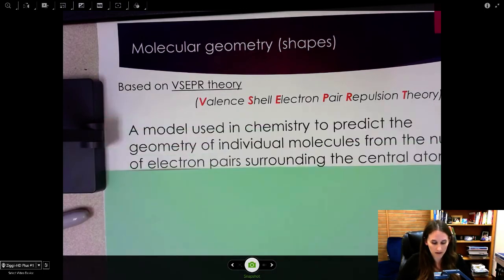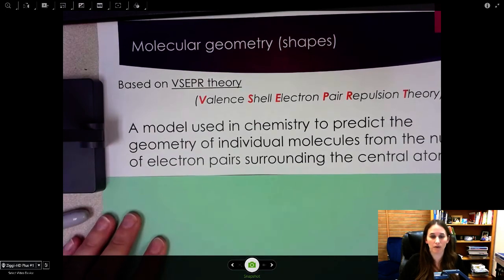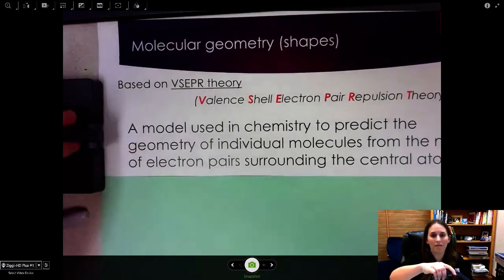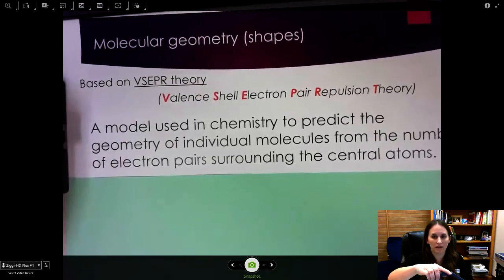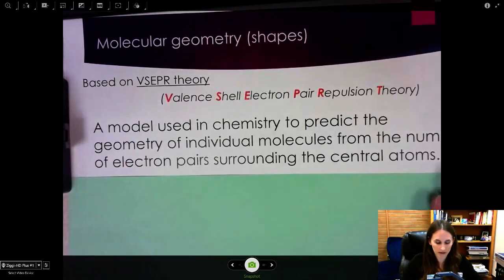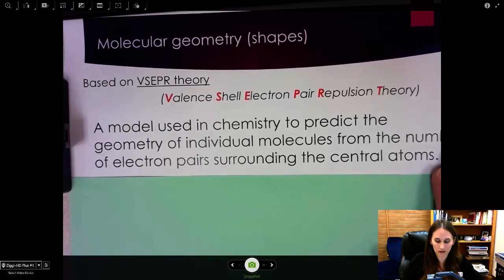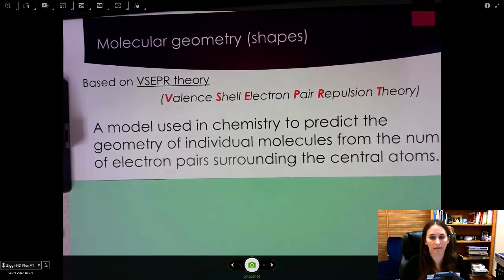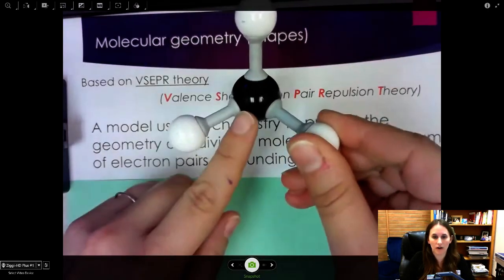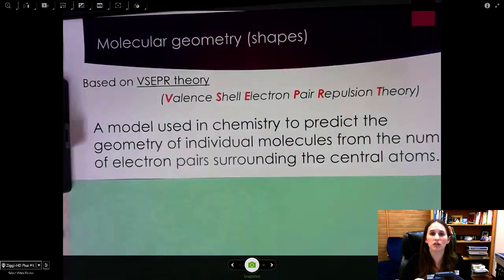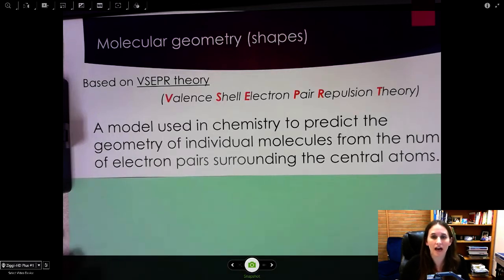So the gist of the model, or the definition of the VSEPR theory, is a model that we use in chemistry to predict the geometry of individual molecules from the number of electron pairs surrounding the central atom. So we're going to have some central atom, like here's our carbon, and then we have things bonded to it, and some of those reflect shared pairs of electrons, and some are going to be lone pairs that are left around that. And that movement of those electrons as they push around each other is going to give us our overall shapes.